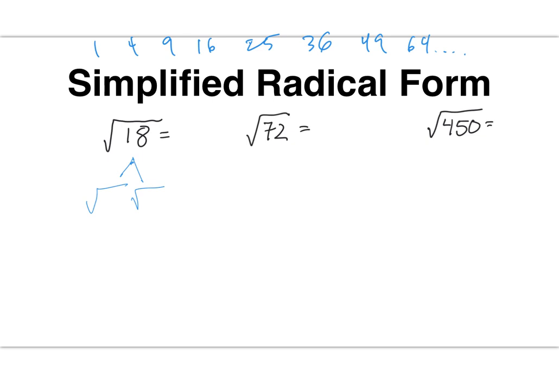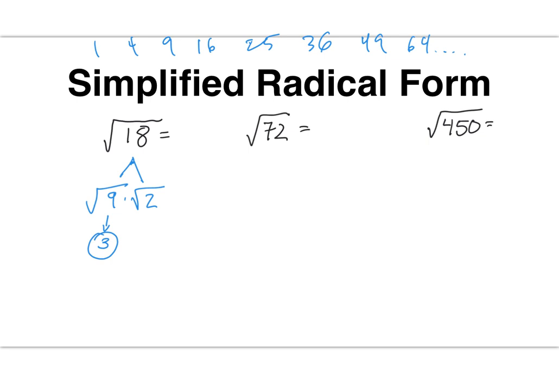Absolutely. 9. 9 times 2 is the square root of 18. So again, I'm breaking that 18 down into two numbers that multiply to 18, but I'm choosing a number that I know the square root of. I know the square root of 9 is 3.